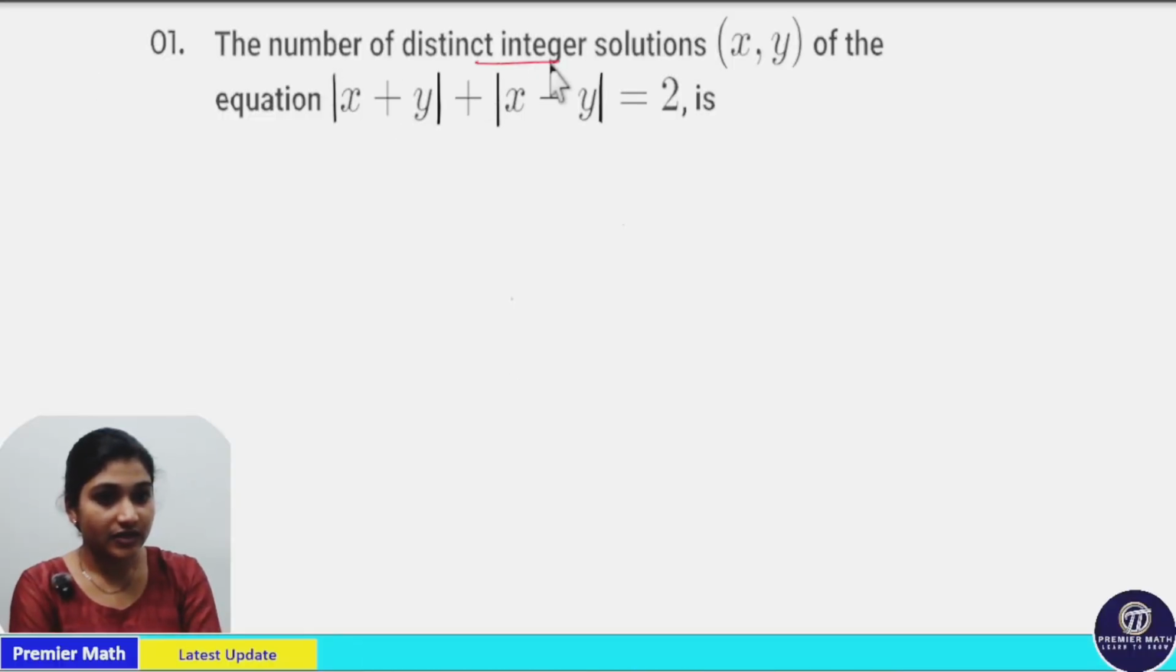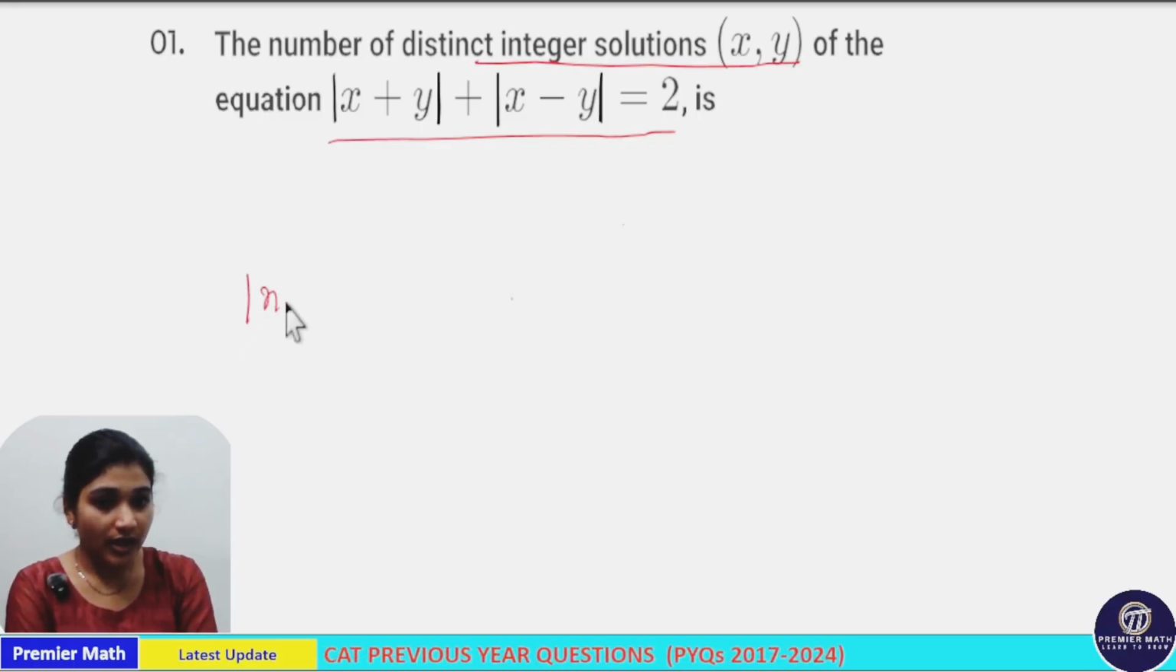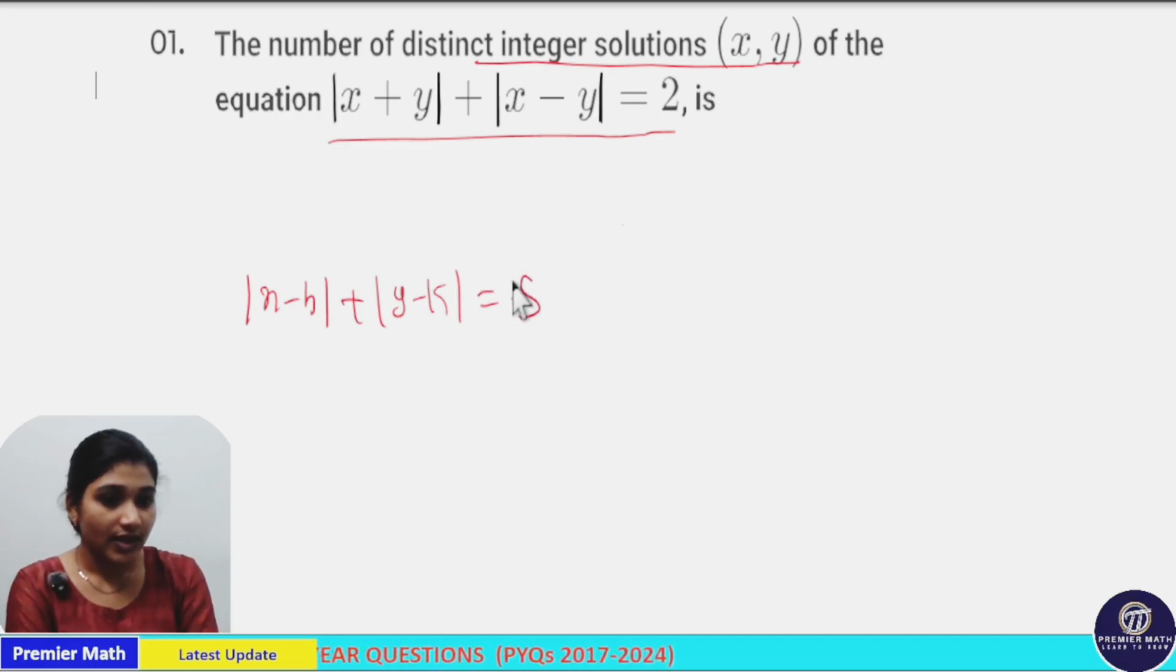The number of distinct integer solutions (x, y) of the equation |x + y| + |x - y| = 2. Here this is in the form of the equation of a square, that is |x - h| + |y - k| = s. Here s is the length of the side of the square, and here h and k are the coordinates of the square.